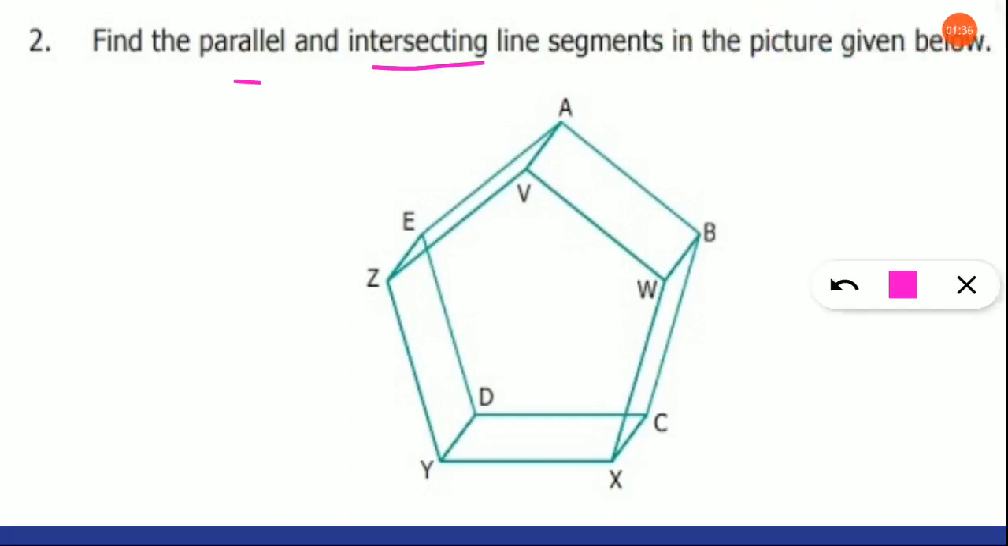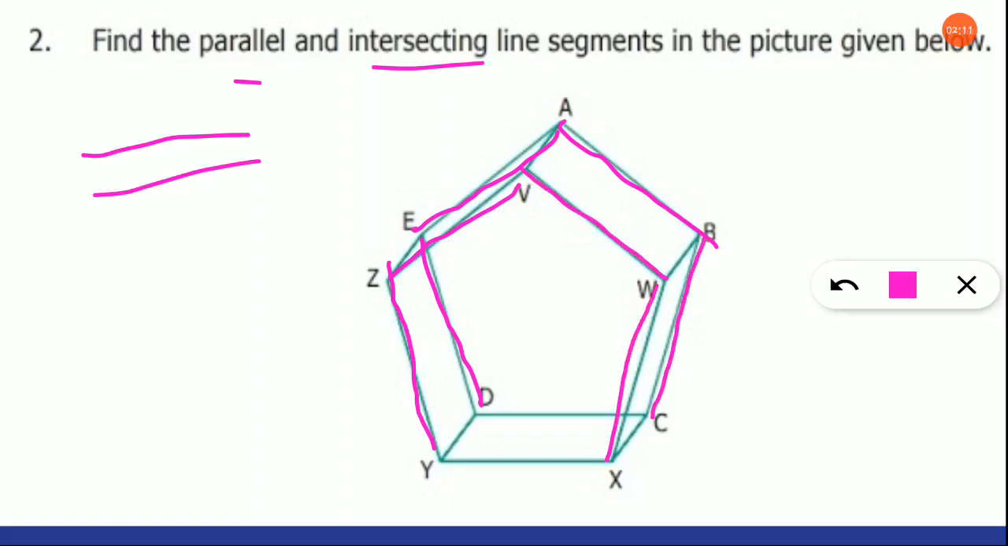Okay, in order to find the parallel lines, the lines should be like this. That is, there should be equal distance between them. Okay, so now tell me, shall we start from here? So YZ and DE is one set of parallel lines. And what is the next set? EA and ZV is another set. So the next set is AB and VW. Okay. And what is the next set now? BC and WX. And the next set is XY and CD.